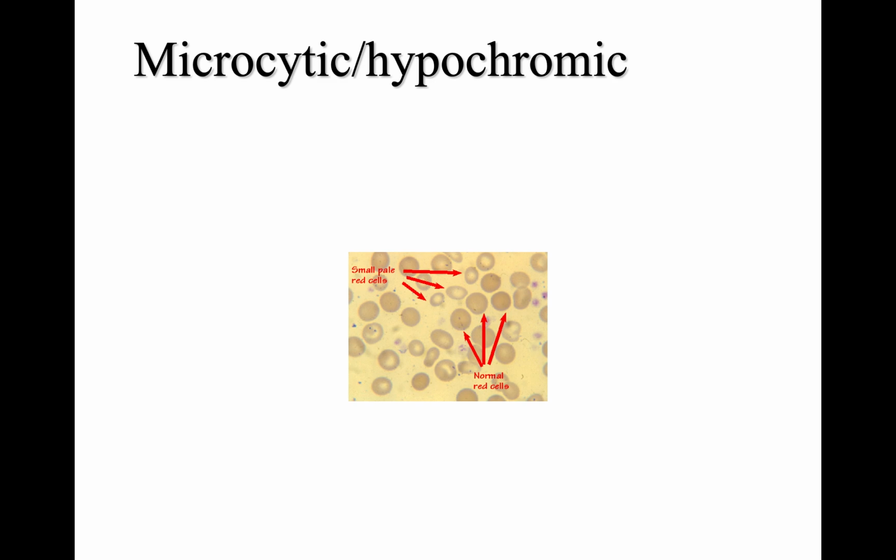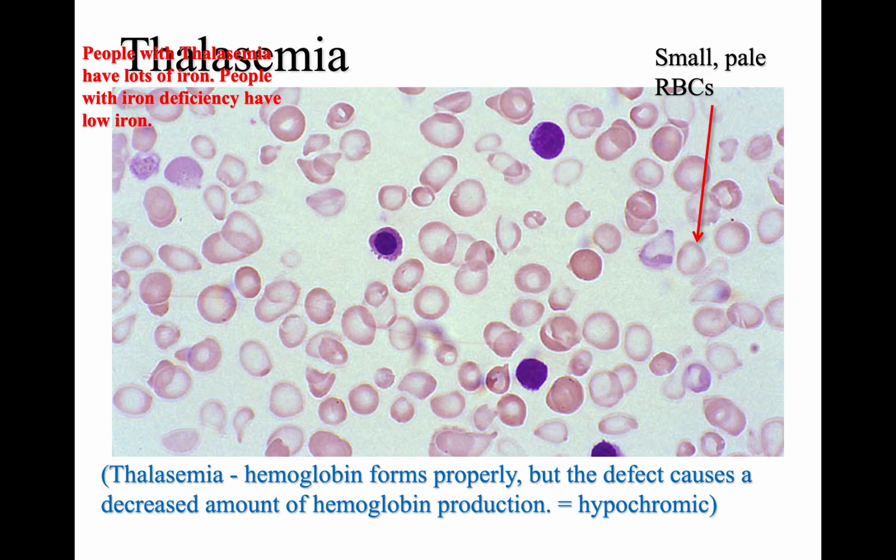Microcytic or hypochromic anemia would be our bleeding types because they're lacking the color that they're supposed to have, and they're very tiny. And then thalassemia, small pale red blood cells. Hemoglobin forms properly, and that's why a lot of the cells are lit up, but the defect causes a decreased amount of hemoglobin production, and that's why you can almost see through everyone on the slide with thalassemia. People with thalassemia have tons of iron. People with iron deficiency have low iron.